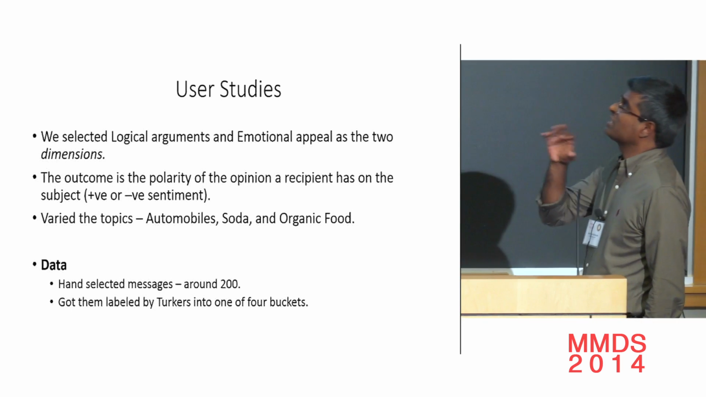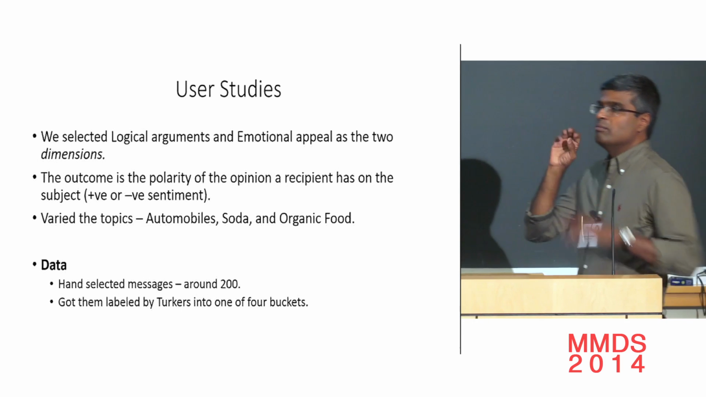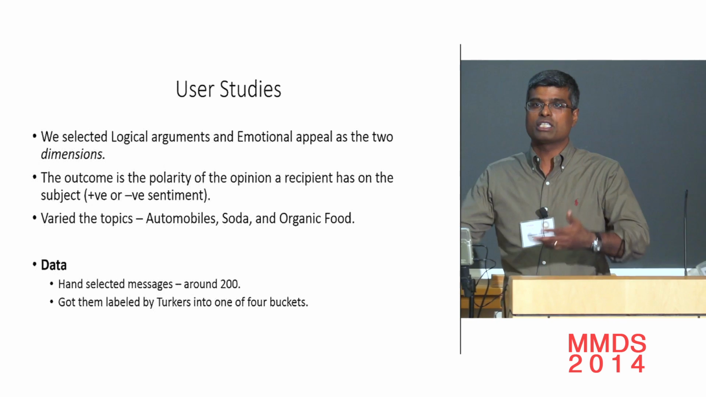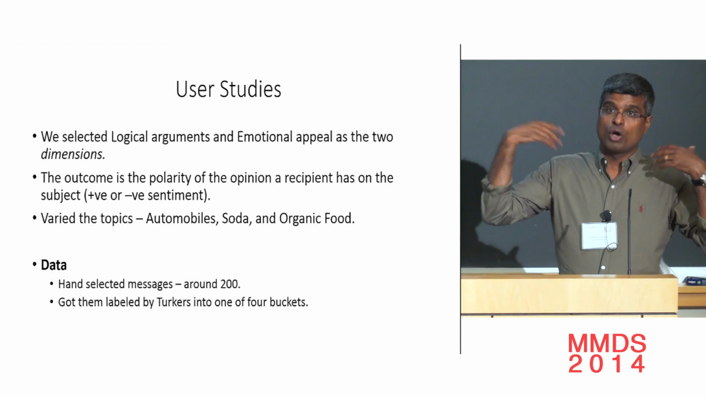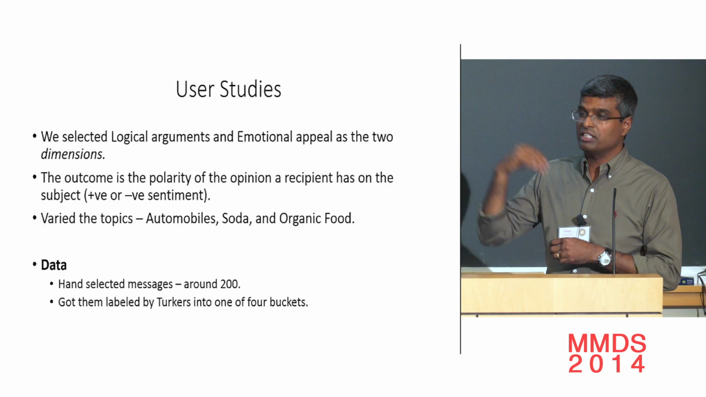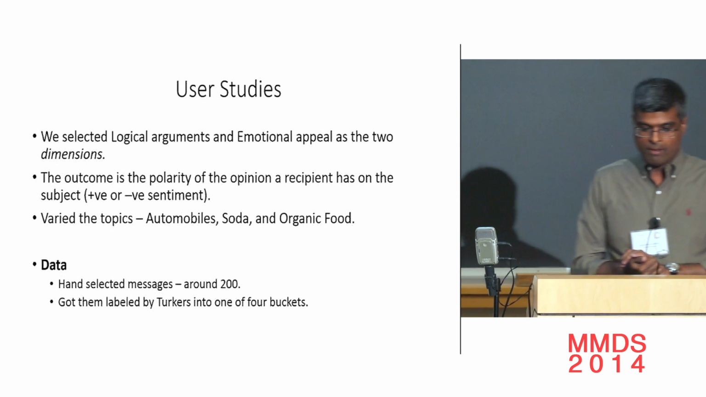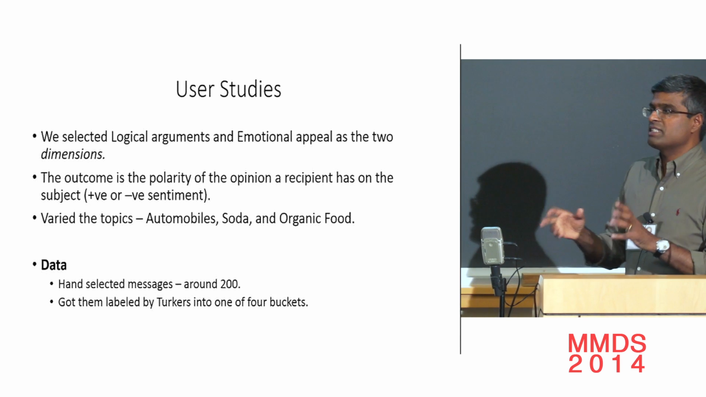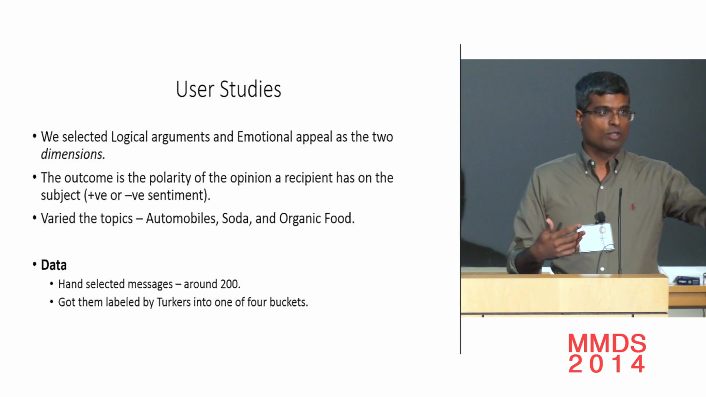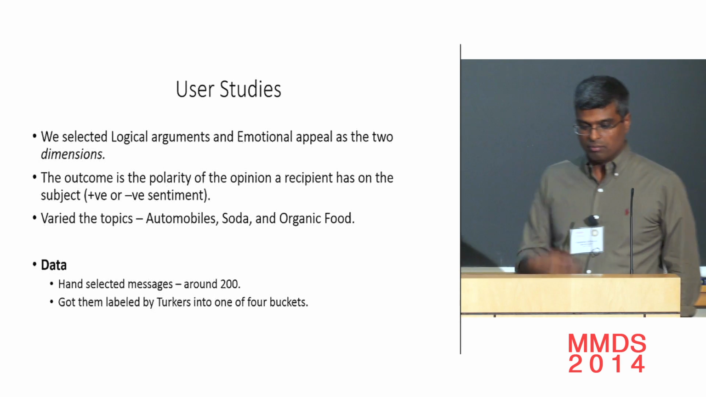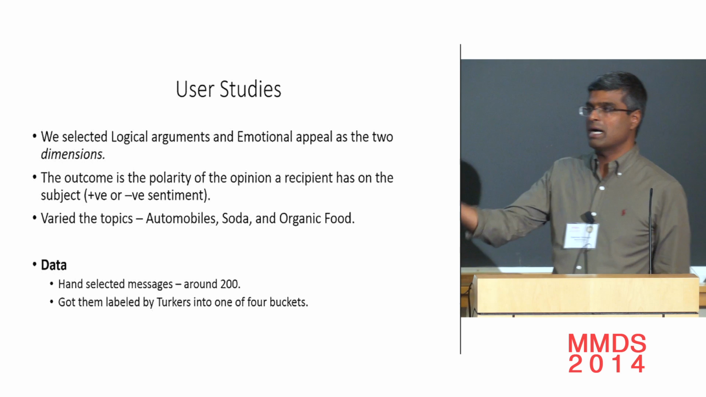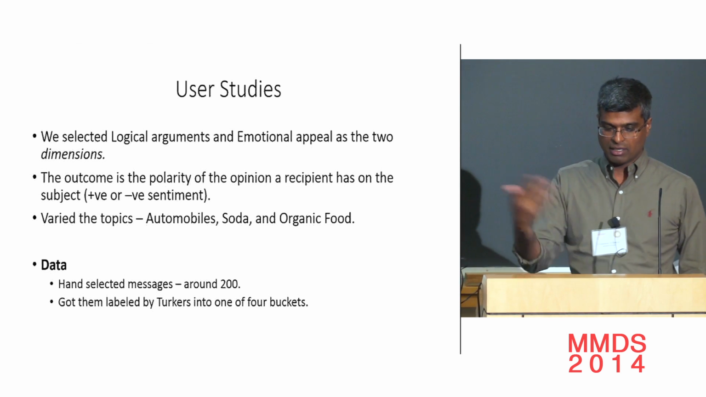So in this, again, I'll start with the user study where we selected messages that fall into these buckets, right? We handcrafted messages, we picked messages from online reviews, and we used online users, through a Mechanical Turk study, to label these messages as either logical or emotional or both, okay? Then we also used a third dimension of sentiment. We asked the users in the experiment whether they have a positive or negative sentiment about a certain topic, like a particular car brand or a soda, or some more general topic like organic food. Are you generally positively inclined towards organic food or negatively inclined and so on?